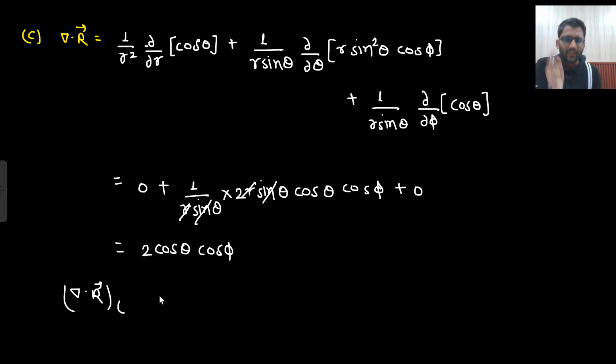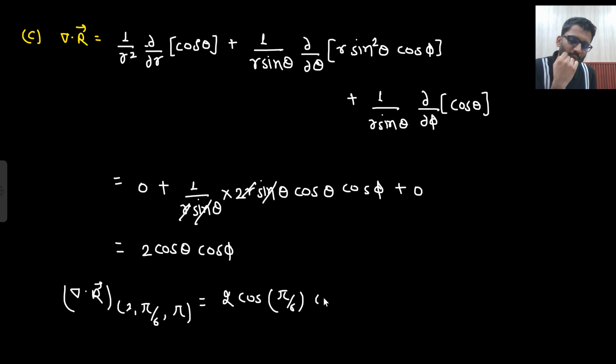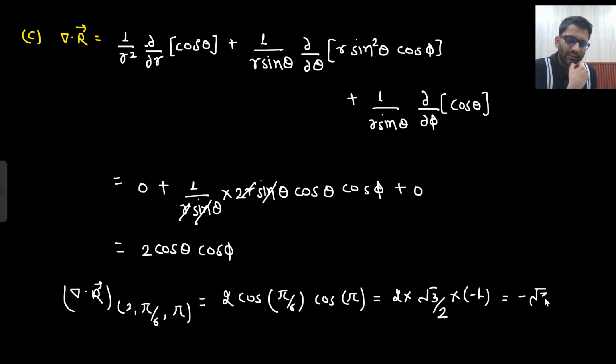2π by 6π. So 2 cos(π/6) into cos π. So 2 into root 3 by 2. Cos π/6 is cos 30, so that is root 3 by 2. Cos π is minus 1. So minus root 3. This is the answer you are getting.